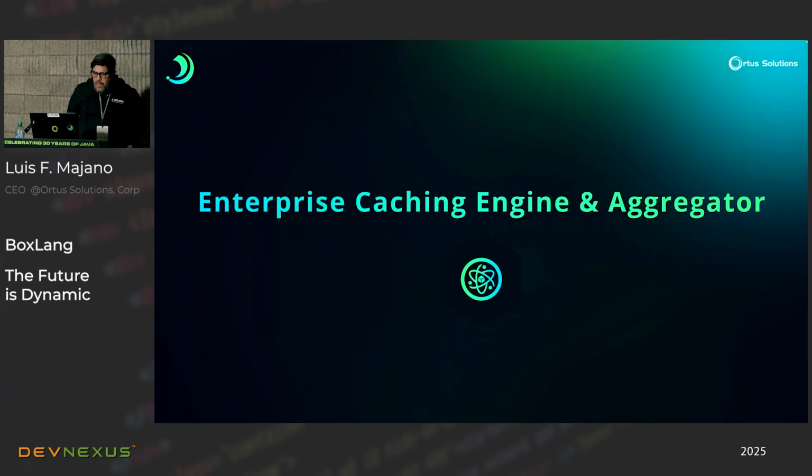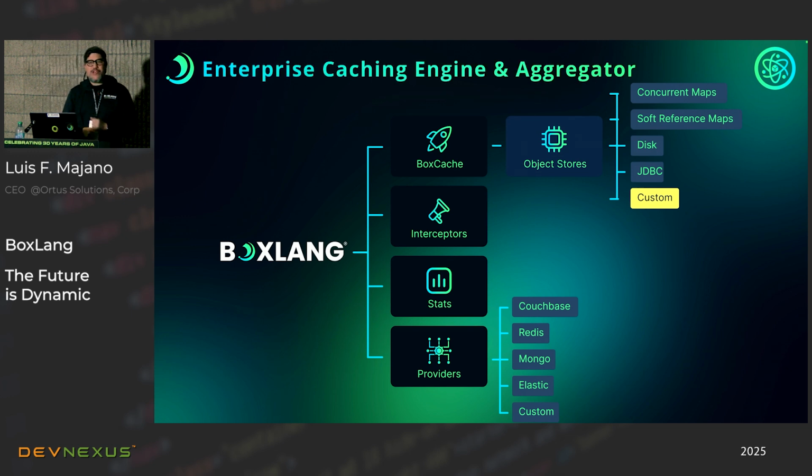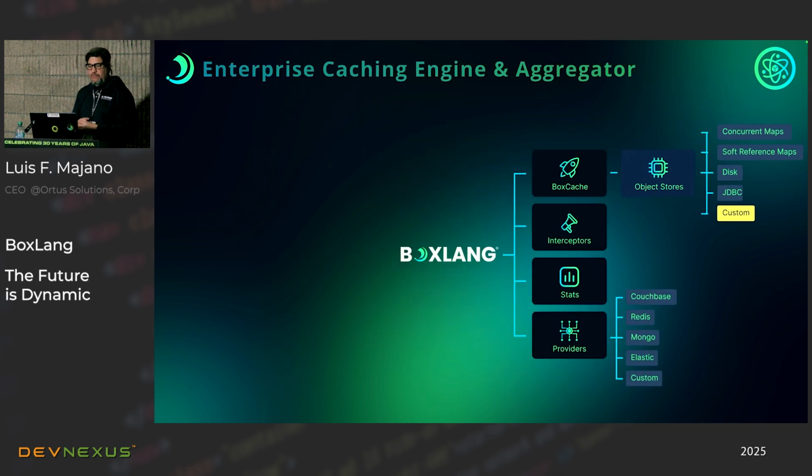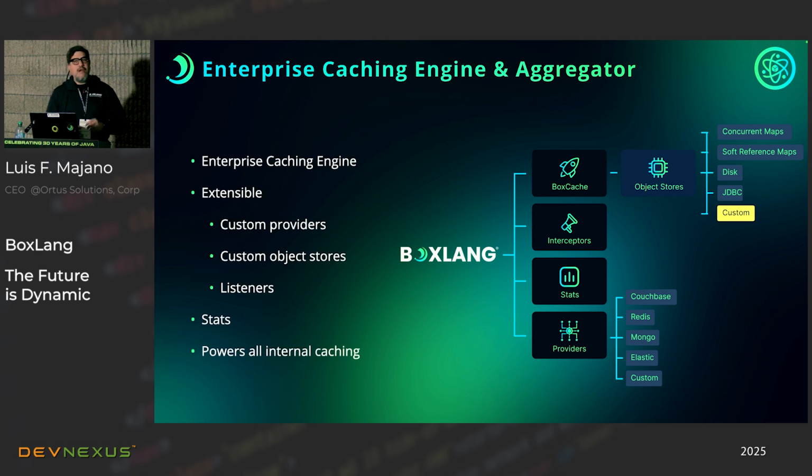So we'll go through a few of them. The enterprise caching engine and aggregator is something that we created a long time ago, and we ported it over when we created the language. This is a nice little design of what it includes. We have our own enterprise cache engine that's available to you with different types of storages, from concurrent maps to soft reference maps to disk to JDBC or custom ones. But it's also extensible. You can create your own custom providers and custom object stores, and it's also event-driven. You can get announced when something is removed, updated, or added to the cache. It has an entire system for statistics, and it powers all the internal caching inside of the language itself. So you even have access to all of these caches, and you can define them in configuration or at runtime.